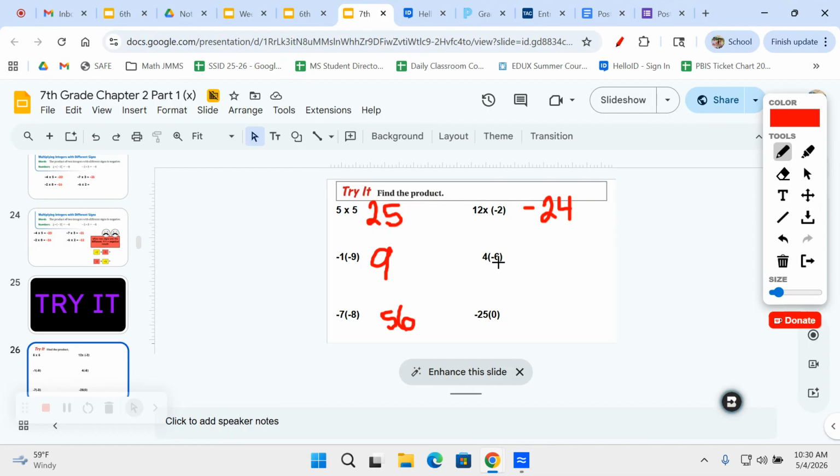We have different signs. 4 times -6. So I'm just thinking of what is 4 times 6, which is also 24, and I'm going to have a negative. Different signs, negative answer.